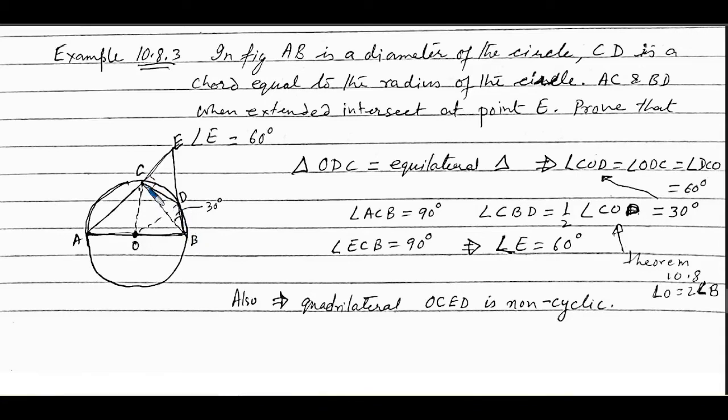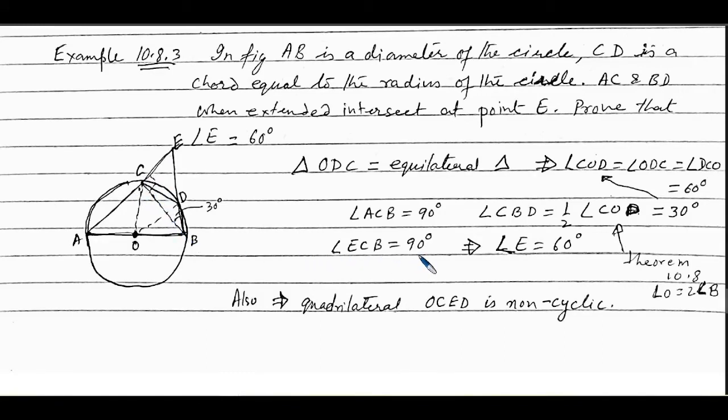So you see here, if you subtend this angle from the center, it is double, and CD is common here. So if this is 60, this has to be 30. So half of COD is 30. And ECB also, since this is 90, ECB will also be 90.